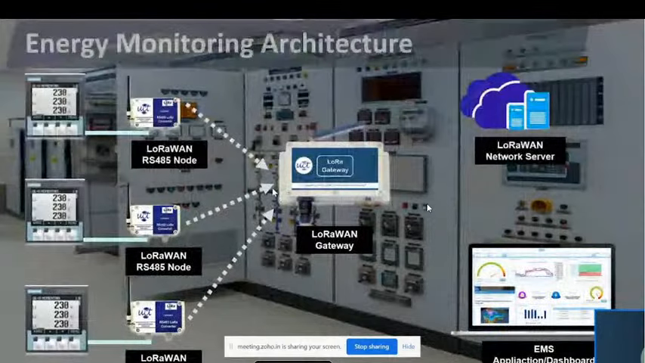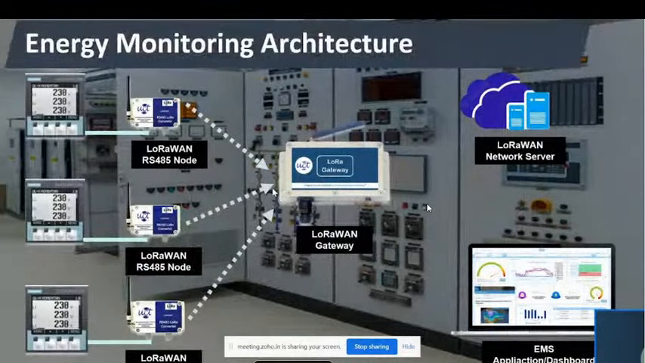So this is a typical architecture of an energy monitoring solution where we have these panel meters which are connected to our LoRaWAN RS485 node, and they are talking via Modbus, and then it can send data to our LoRaWAN gateways, and then these gateways will send data to this LoRaWAN network server. So in an industry, we only need one LoRaWAN server, and there can be multiple gateways, and we can deploy thousands of these sensors, and then we can have our EMS application and dashboard from where we can monitor all these parameters and energy consumption of our industry or a particular process.